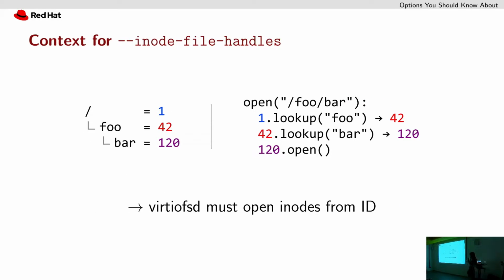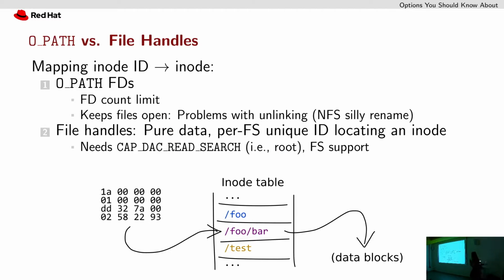Another option that we have is inode file handles, which requires a bit of context, but this will also be important later on. How we address inodes in the shared directory is through these fuse inode IDs. Every inode gets an integer ID when the guest first sees it, looks it up. And when you want to do operations on it, you need the integer ID as the primary identifier. So virtio-fsd must generate these IDs when the guest walks through the shared directory. And then it must also be able to open these inodes again when you just pass the integer ID to it. So we need to keep some mapping of these integer IDs to inodes.